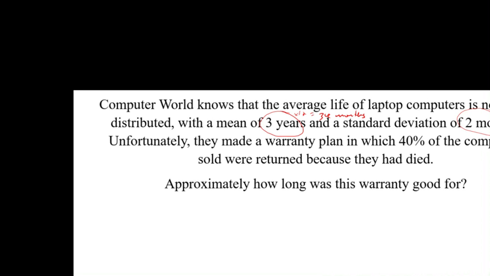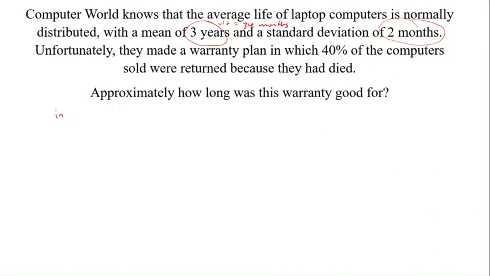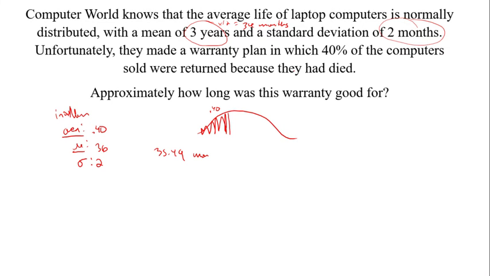So from there, we want to do our inverse norm. Our area, let's think, so 40% died, so that's going to be 0.40, meaning 40% died, 40% didn't make it. All right, and then our mean is 36 months, right? Not 3, 36. Sigma is 2. Let's go ahead and type that in. All right, and we got 35.49 months.